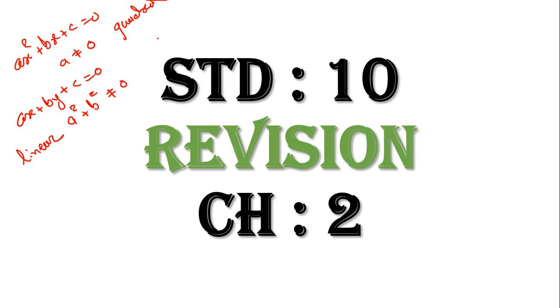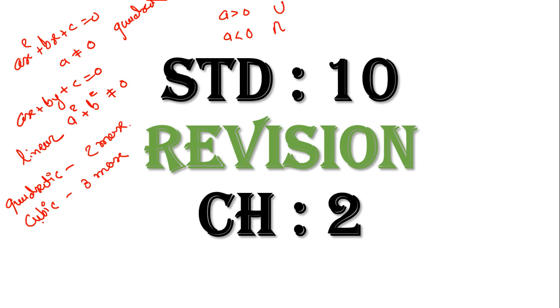And parabola upward is a greater than 0. If a is less than 0, parabola downward. Okay, for a quadratic equation, what is the maximum number of zeros you will get? Maximum two zeros. Okay, and for cubic, maximum three zeros. And if it is linear, for a linear one, maximum one zero you will get. Okay, like this.